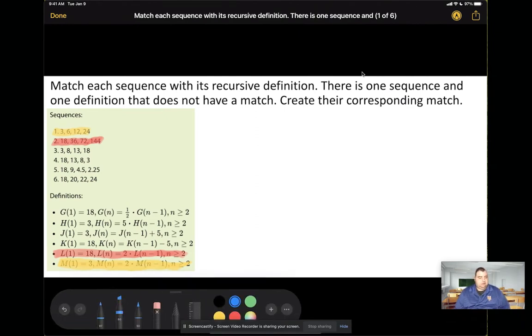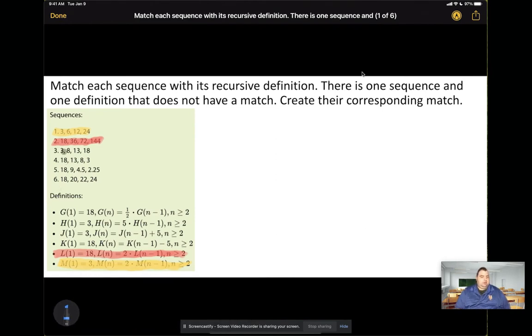How about number 3? 3, 8, 13, and 18. So this one, we're not multiplying. It looks like we're adding 5 each time, right? Because 3 plus 5 is 8, 8 plus 5 is 13, 13 plus 5 is 18. So this is an arithmetic sequence starting at 3 in which we're adding 5 each time.